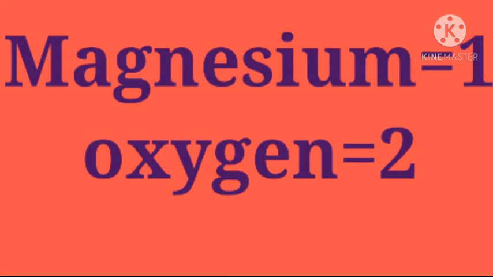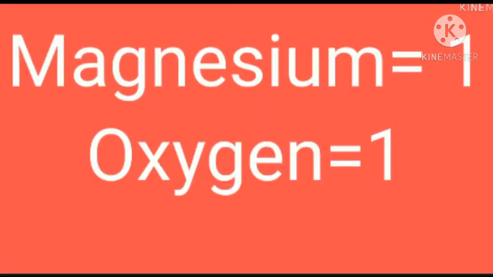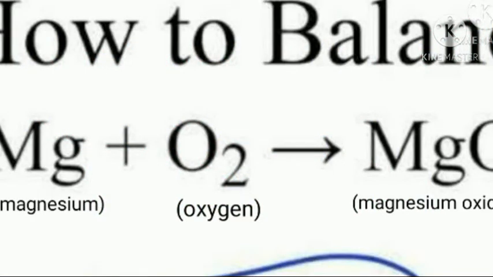Here the magnesium atom is 1 and oxygen atoms are 2 on the reactant side, and on the product side the magnesium atom is 1 and the oxygen atom is 1. Therefore we can see there is an extra oxygen atom present on the reactant side. Now step second, multiply the product side by 2 because there are 2 atoms of oxygen present on the reactant side. So Mg plus O2, we will get 2MgO.